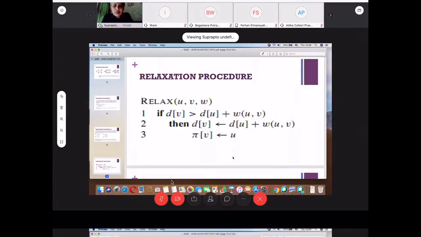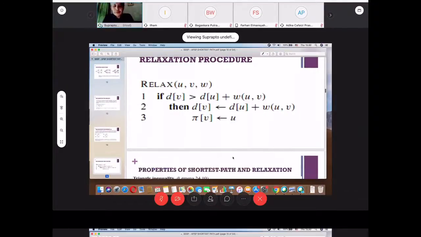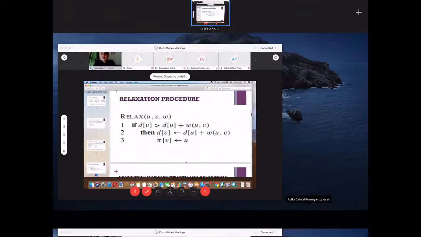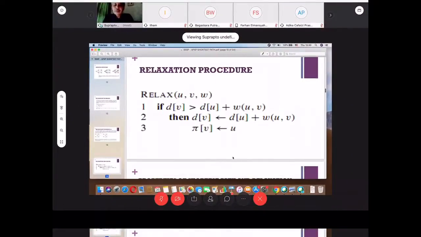So before we continue, there is relaxation to find the shortest path way.